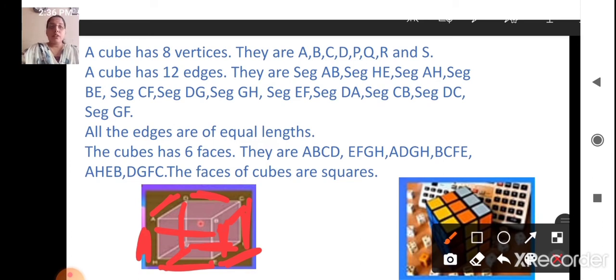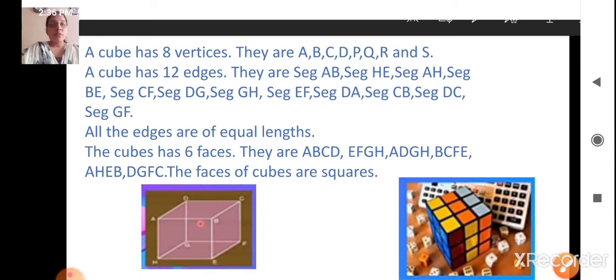But here in the cube, all the edges are of equal length. As in the cuboid, all the edges were not of equal length. But in the cube, all the edges are of equal length.